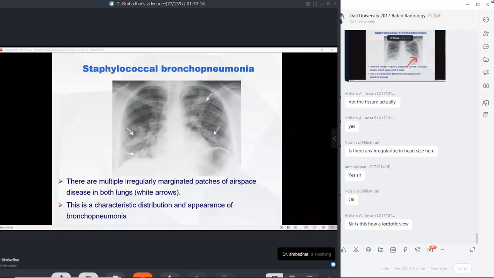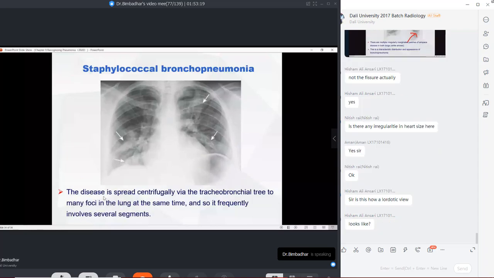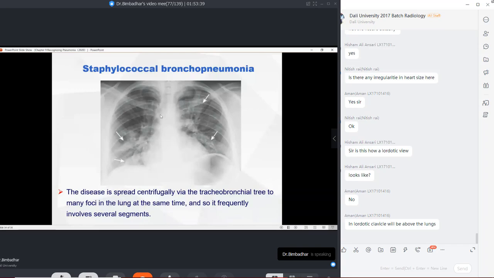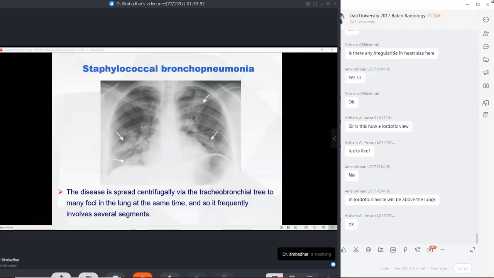Right, okay. So the same thing you see here. You can also call this one a centrifugal distribution. So understand. This is how a lordotic view looks? No, a lordotic view does not look like this. A lordotic view is made only for the apex. I think mostly the patient was made to lie in a supine position, and that could be the reason it looks like this. Okay, the clavicle is above the lungs. Yes, obviously that's true. Right. Okay, let's not get beyond our points.